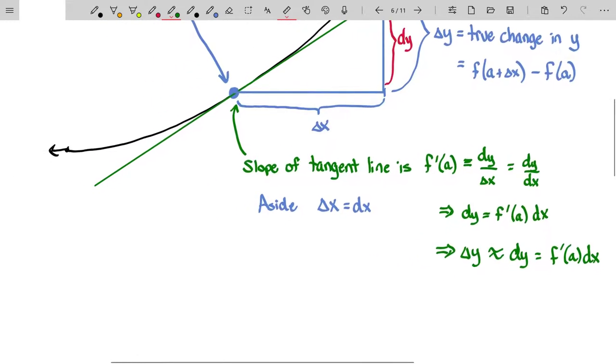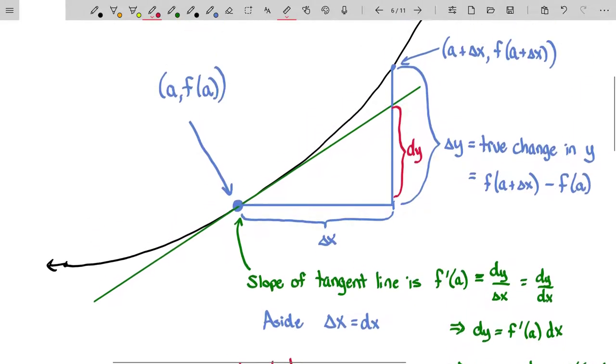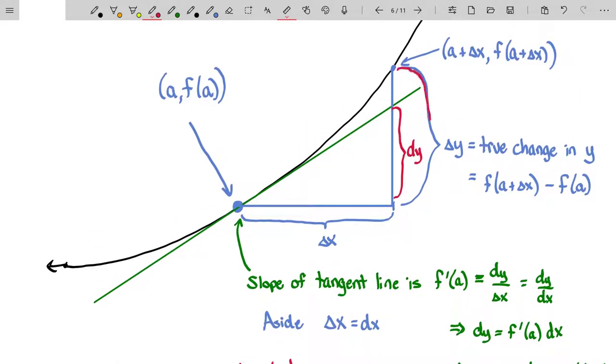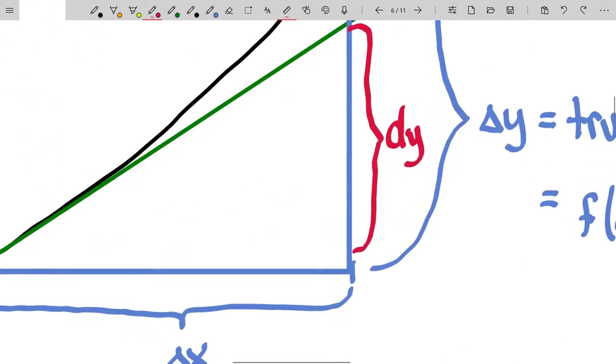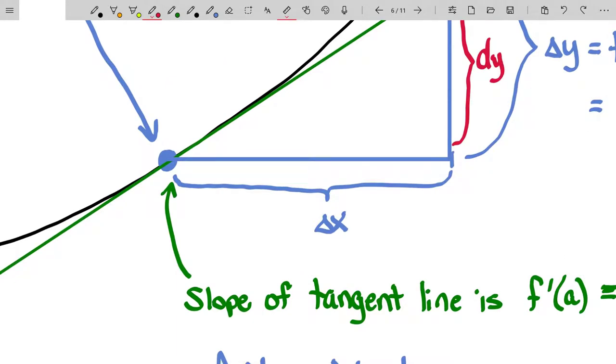One other aside I need to mention here. While it is true that delta x is going to be dx for our purposes, delta y is not dy. They're different. You can actually see them right here. Delta y is what we want our actual change to be. That's what the actual change in y is. Dy is an approximation to that. Our step size though in x direction, well, there's no way to approximate that. That is actually the step. So our step size is delta x and dx simultaneously.